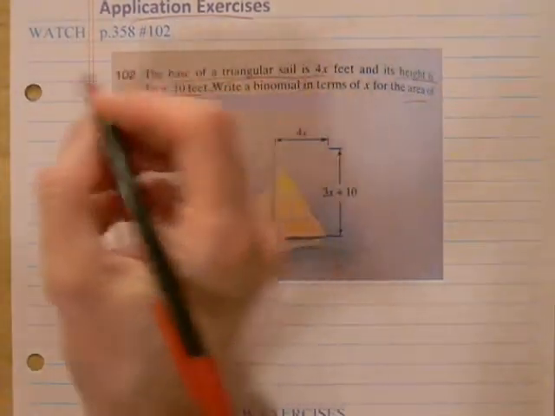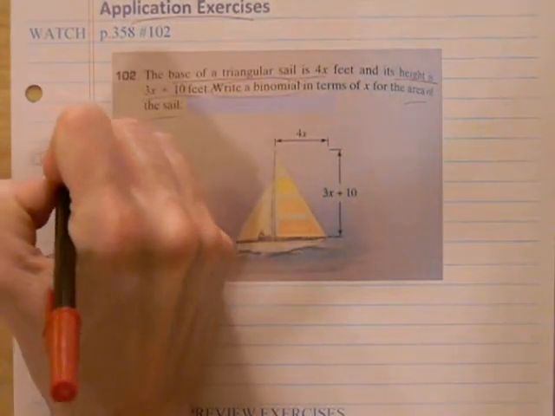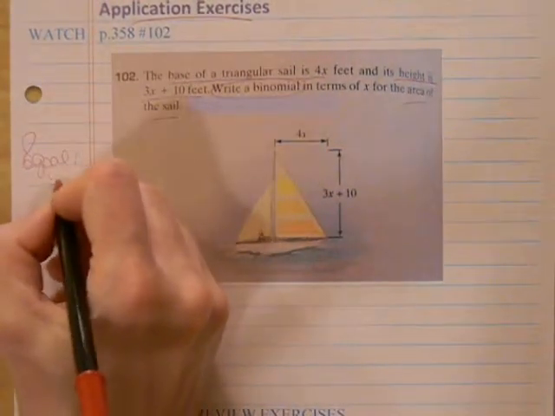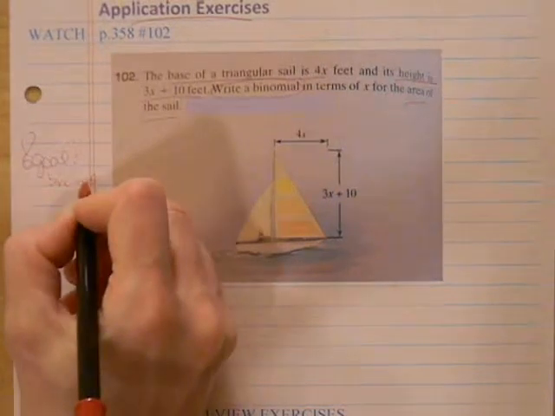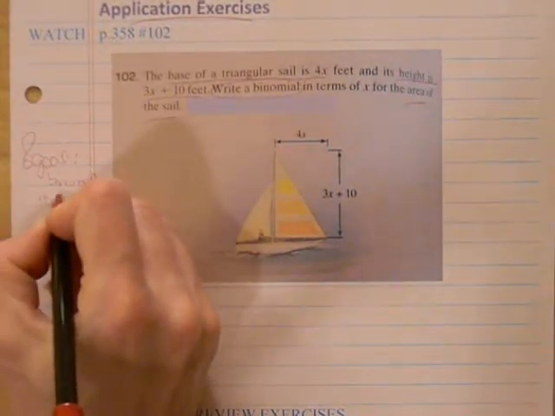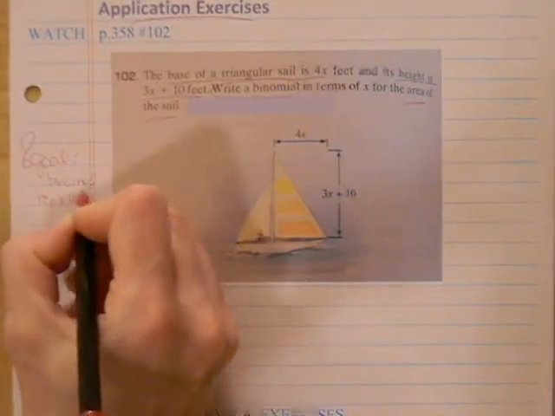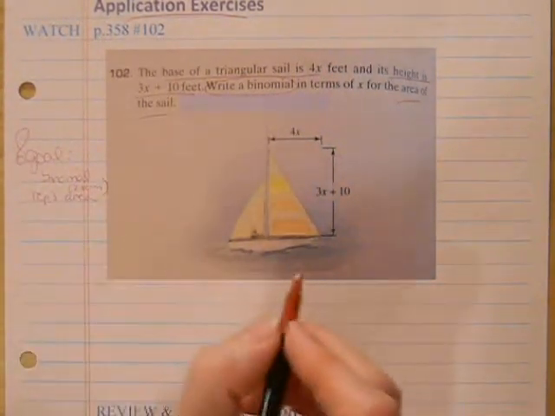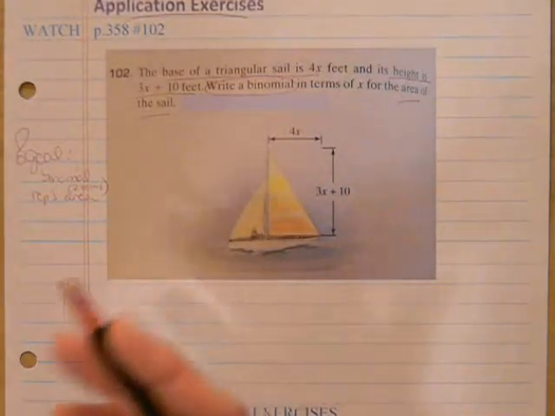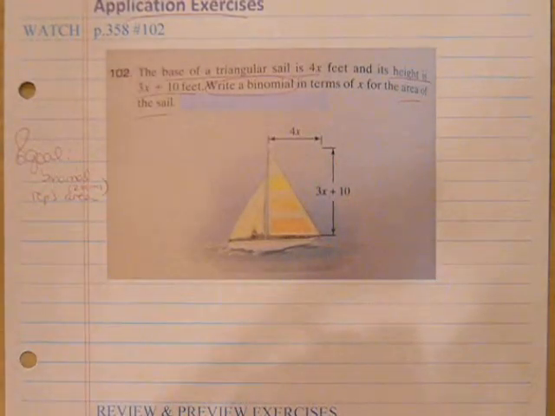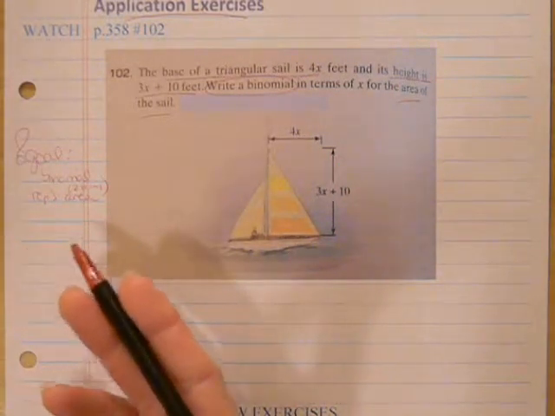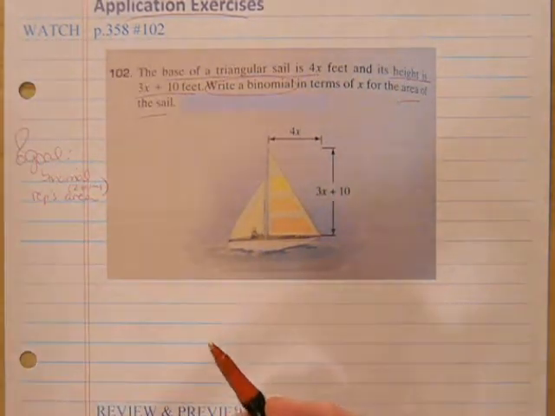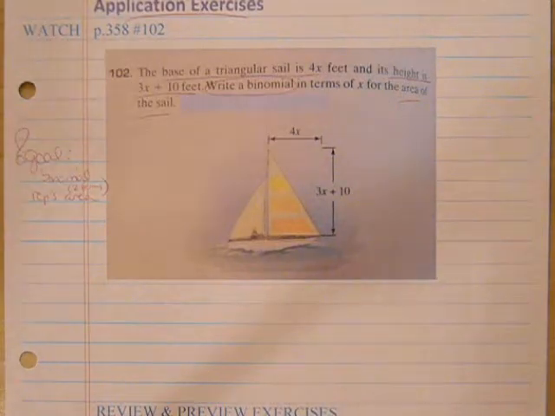Okay, so our goal here: we're going to stop when we've come up with a binomial that represents area. And we know right now that a binomial is 2 terms. You should be able to recall from Math 60 what it means to have the area, or to be able to find the area of a triangle.